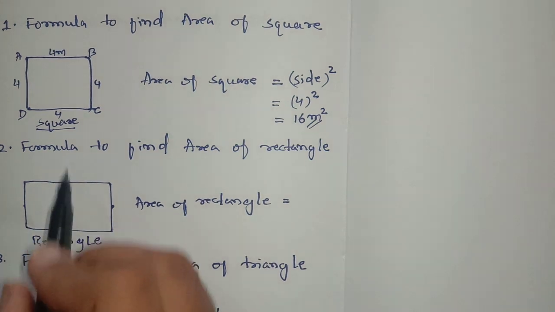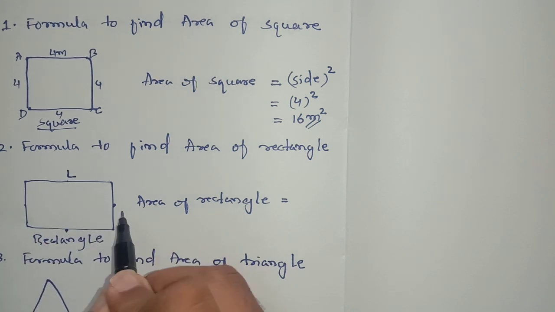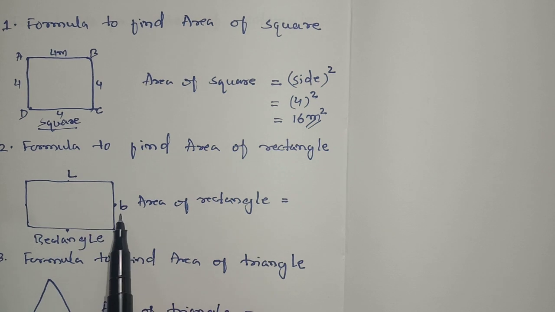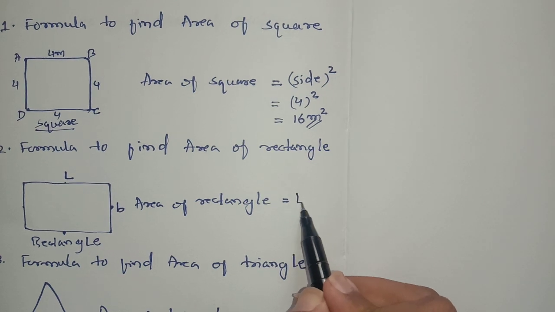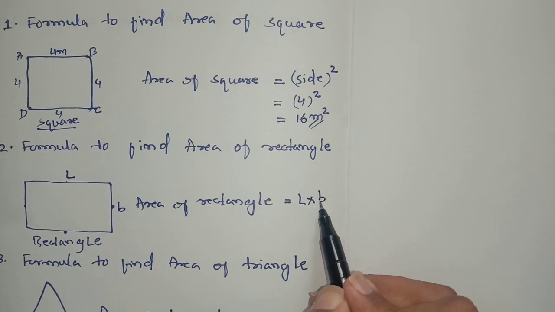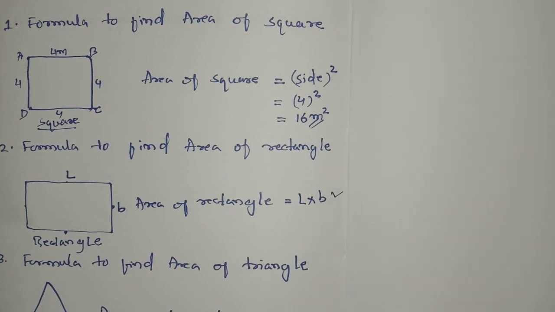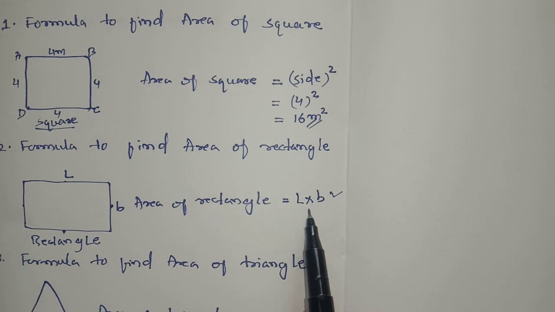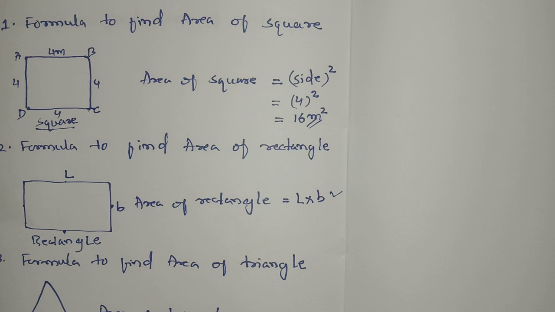How to find the area of rectangle? Suppose this is our length and this is breadth. This is the length of the rectangle, this is the breadth of the rectangle. We just need to multiply length into breadth, which will give you the area of rectangle. This is the formula to find the area of rectangle. Formula is length into breadth. And this is the formula to find the area of square, side square.